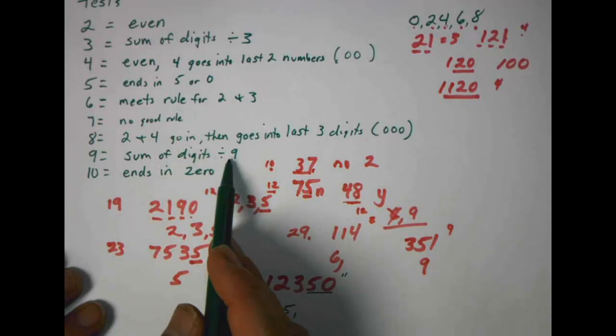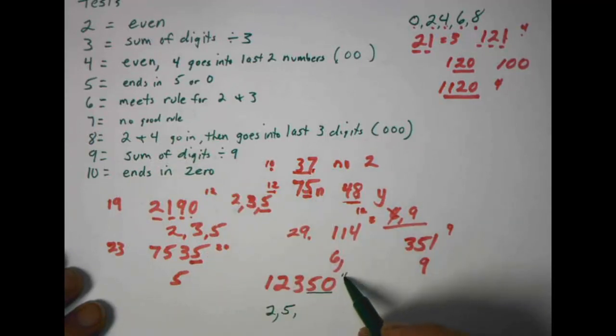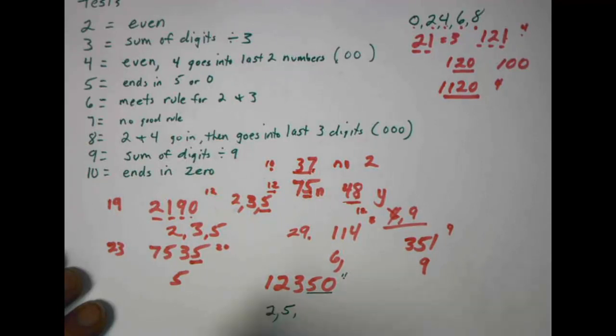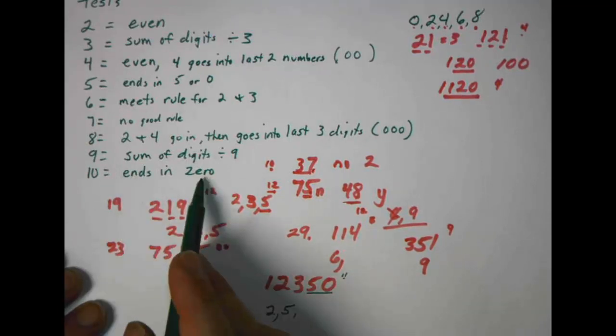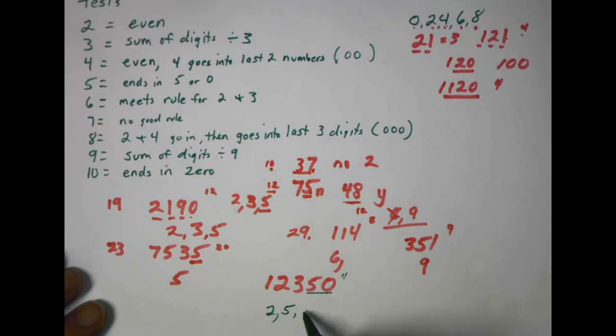Sum of the digits divisible by 9. Sum of the digits was 11. 9 doesn't go into 11, therefore 9 won't go in. And then for 10, does it end in a 0? Yes. So out of our whole list here, the only three numbers that went into 12,350 were 2, 5, and 10.